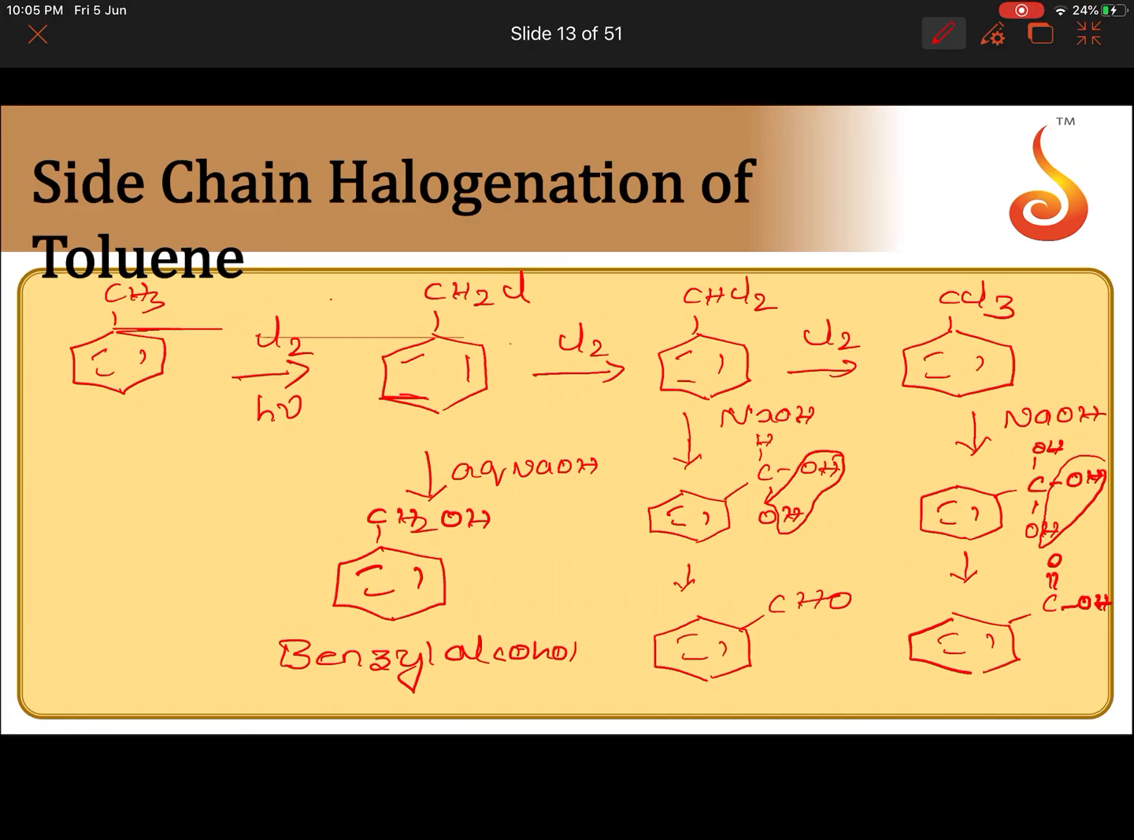So these are the products obtained after side chain halogenation of toluene followed by hydrolysis.